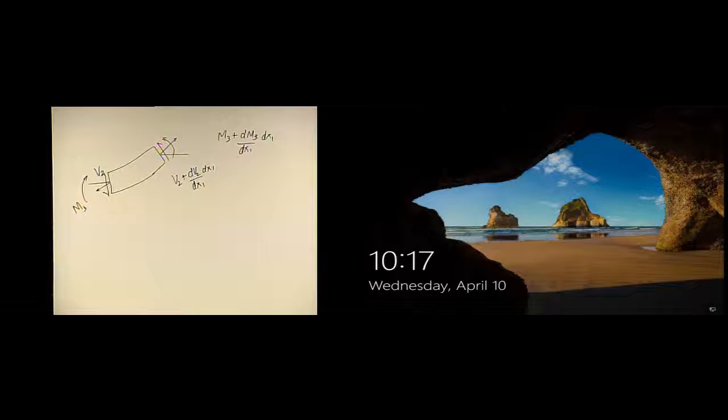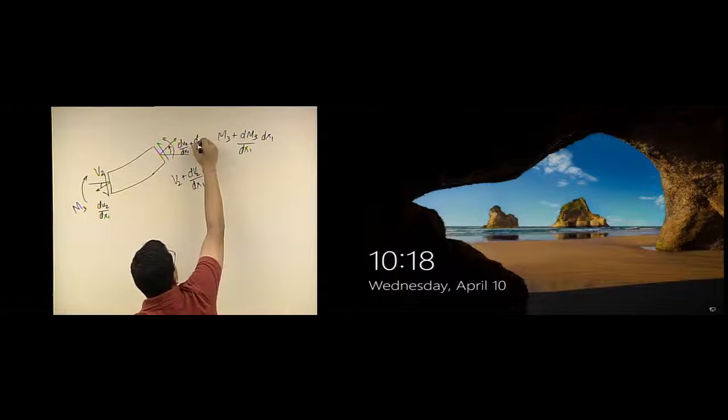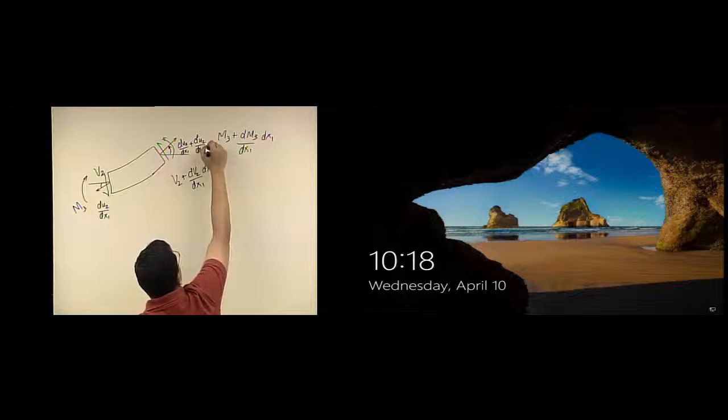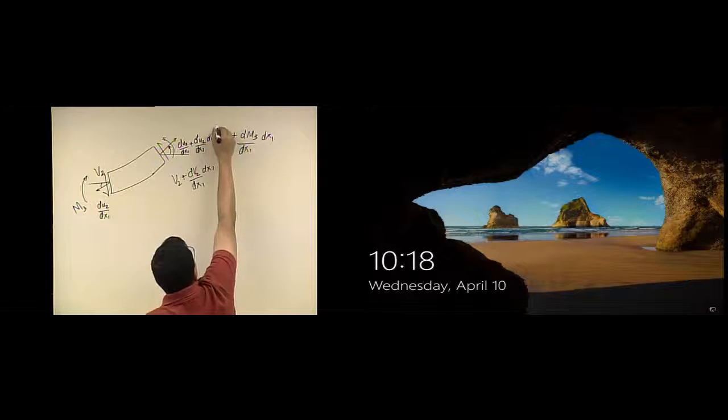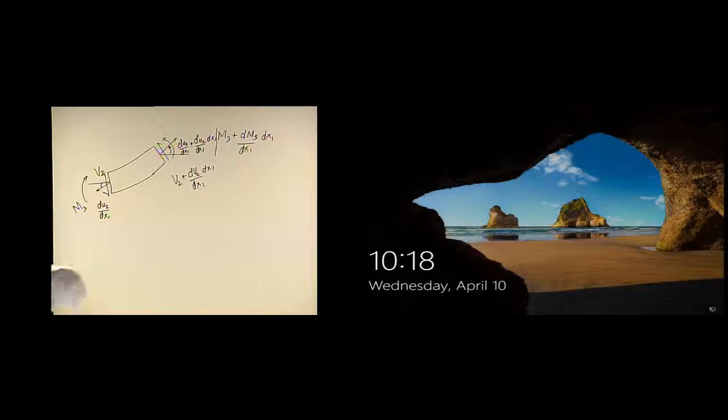Okay, and we have moment. This angle is the slope du2 over dx1, right? Slope in an Euler-Bernoulli beam. But this angle becomes du2 over dx1 plus the second derivative of u2 with respect to x1 times dx1. So it is a Taylor series expansion on the angle, because we have large deformation, or considerably large.